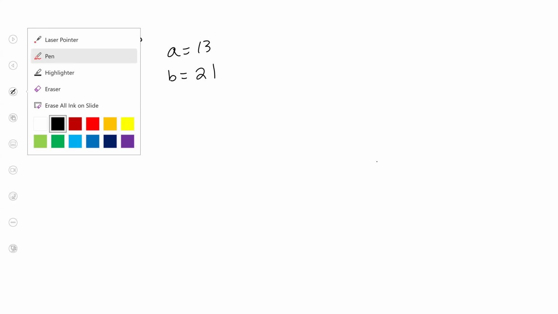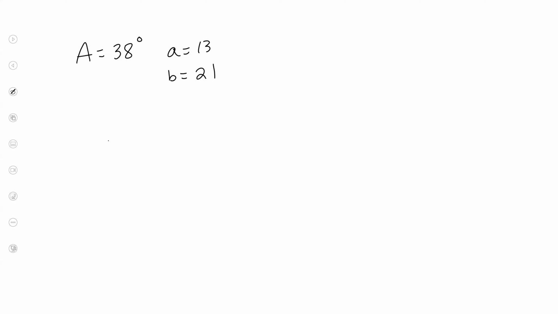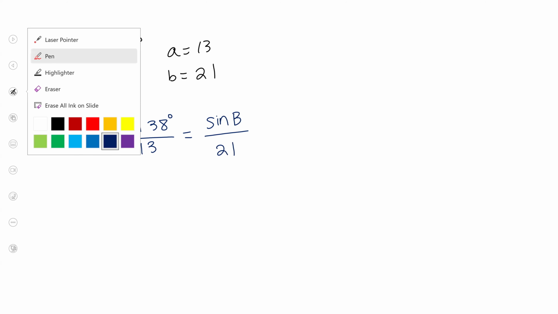I was given an angle and two sides. I'm going to immediately do law of sines. So I'm going to do sine of 38 degrees over its side, 13, is equal to sine of B over 21. And I'm going to go ahead and solve.